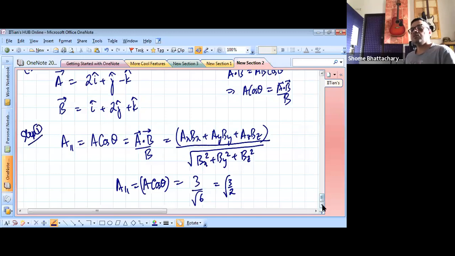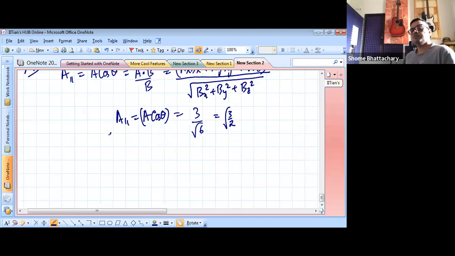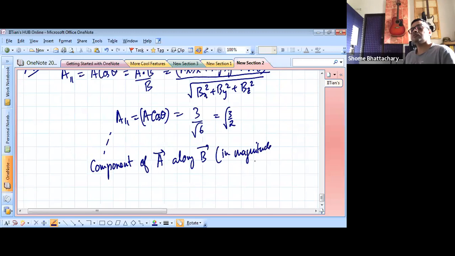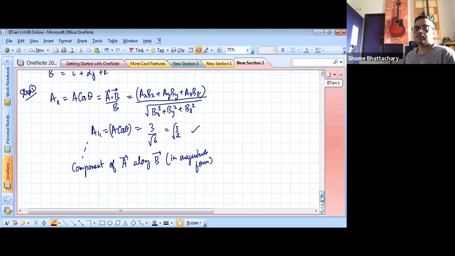This is the component of A parallel to B, or along the vector B, in magnitude form. In magnitude form it is root 3 by 2. Okay. So just understand this step first, then we'll convert it to a vector.